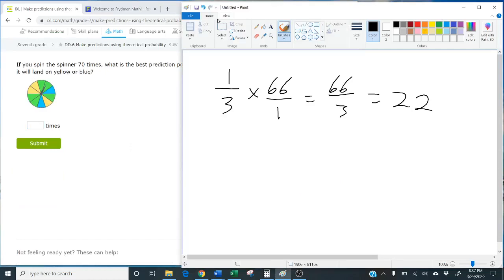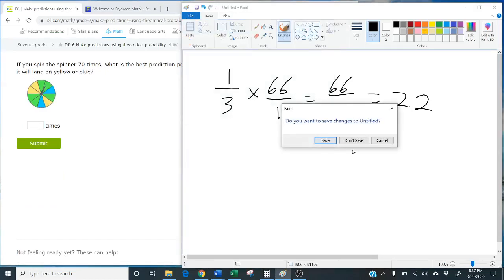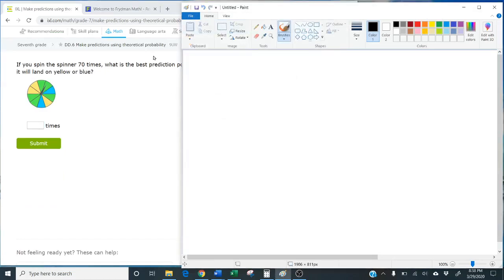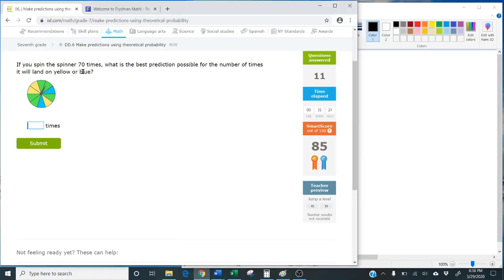All right, let's go ahead to the next level. Well, okay, let's do this one. I like this one because I got another OR problem here. If I spin this spinner 70 times, what is the best prediction possible for the number of times it will land on yellow or blue? So if it lands on yellow, that's good. If it lands on blue, that's also good.